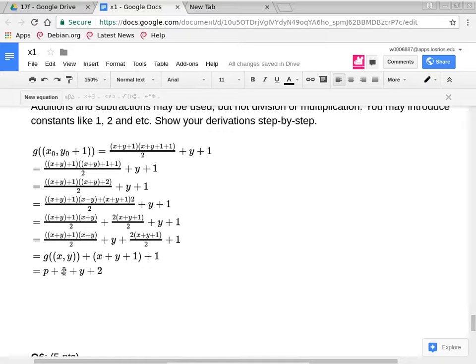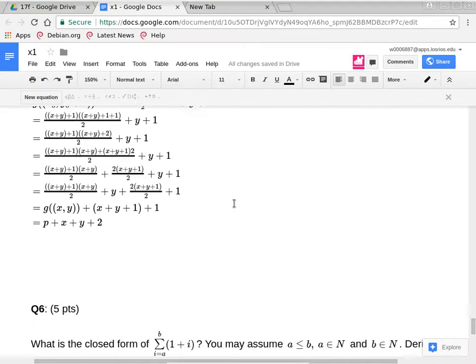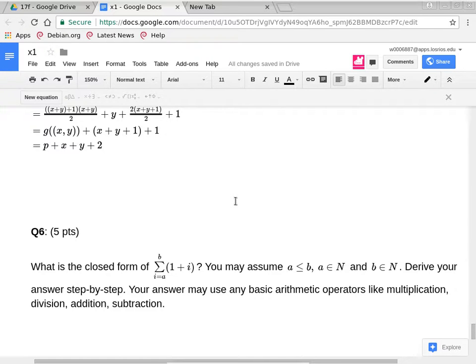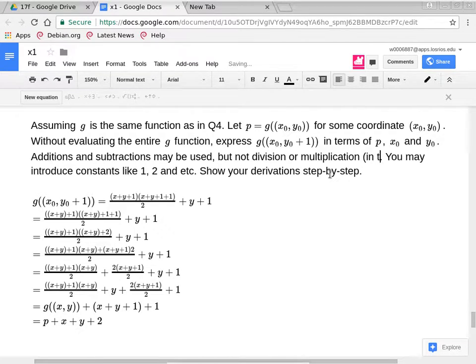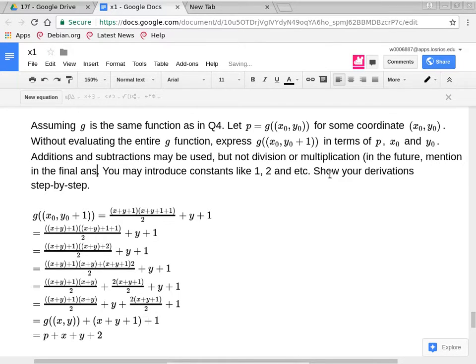But that is supposed to be the answer. And you can use algebra to help you, or you can use the pictorial way, or recognize the pattern. Yeah, I have to go that way because of that. Oh, because of not using multiplication and division? Evaluate g and all that stuff. Okay. So maybe in the future, mention it in the final answer. Okay. Put it in quotes. Here we go.